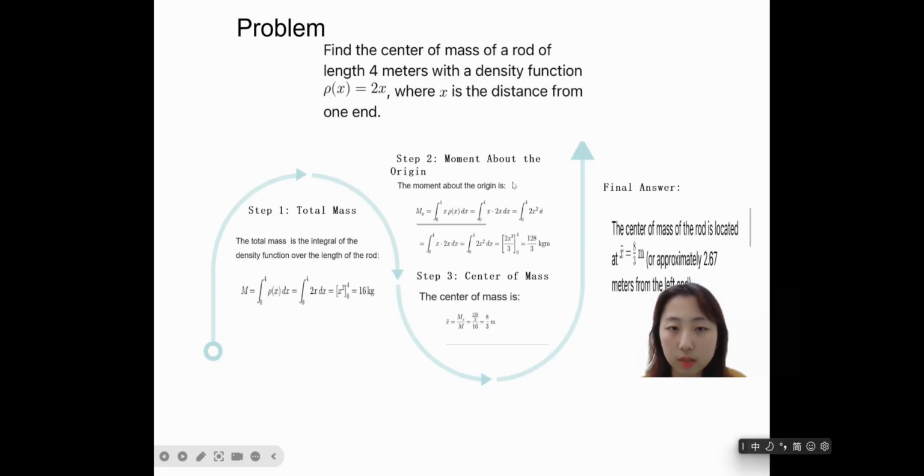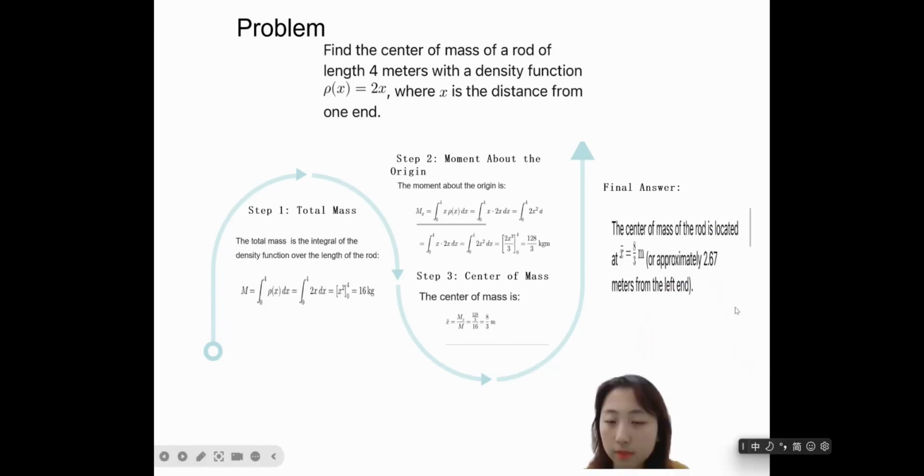And then we get the moment about the origin. The moment about the origin we get through this. And third, we get the center of mass. The center of mass is 8/3. And then we get the final answer. The center of mass of the rod is located at 8/3, or approximately 2.67 meters from the left end.